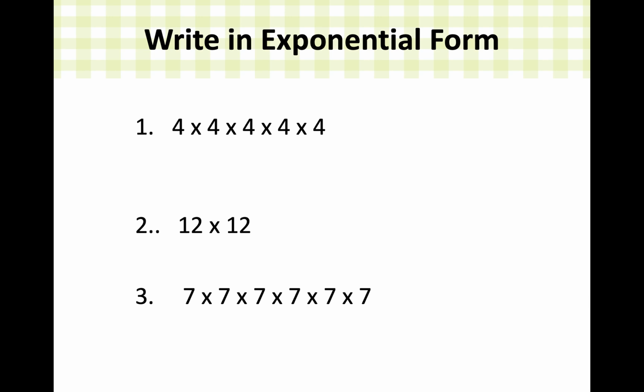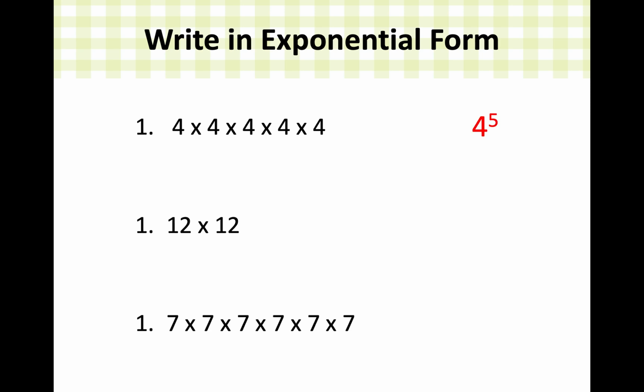So all I am doing is I am taking that 4. I'm counting how many times I am multiplying it. 1, 2, 3, 4, 5. So this first one would be 4 is the base, and then the exponent would be 5. 4 to the 5th. Did you get that one?